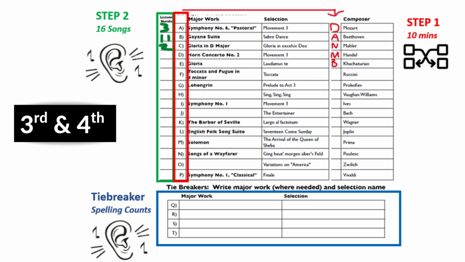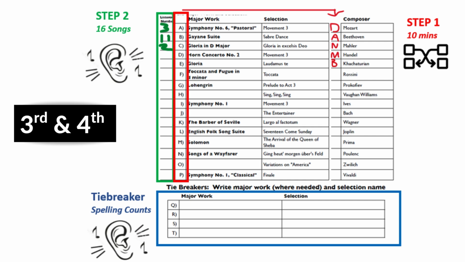Step 2 is the listening portion. Students will hear 16 short clips. As they listen, they write the correct listening number in the column highlighted in green. There's no break between step 2 and the tiebreaker section, which begins immediately after clip 16.